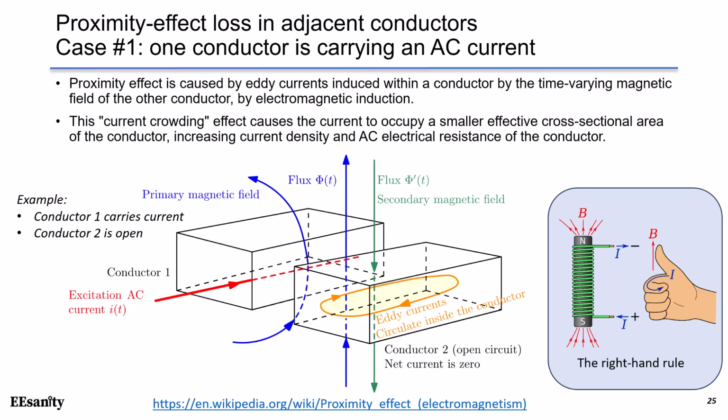The illustration shows case 1 that has only one conductor carrying a current, and conductor number 2 is open circuit. The AC current I causes a large primary magnetic field changing over the conductor number 2. According to Lenz's law, the eddy currents are generated inside the conductor 2 to create a secondary magnetic field, which will cancel out the primary magnetic field created by conductor 1. Therefore, there is power loss associated with the proximity effect in conductor 2 due to eddy currents.